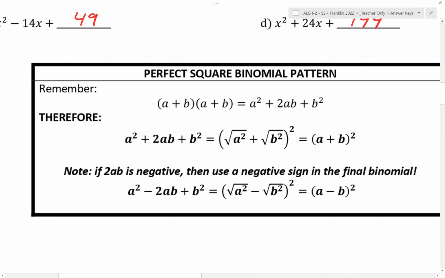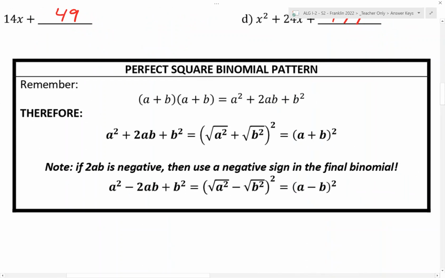So here again is that pattern. If you have some binomial squared, you get this trinomial pattern. So a squared plus 2ab plus b squared. And we get that from distributing a squared plus ab, that's the 2ab, and then plus b squared. So you can also go in reverse.